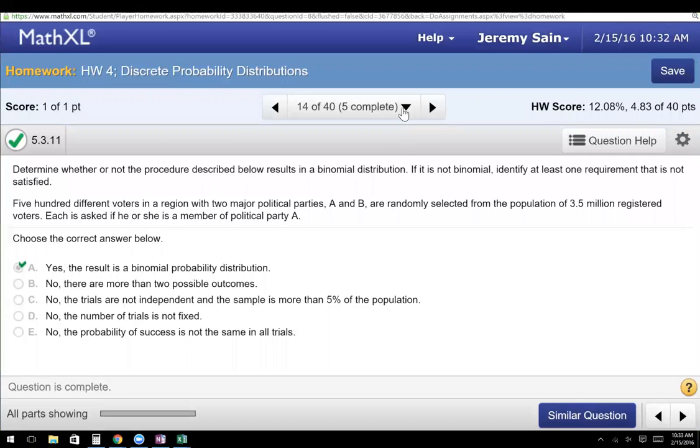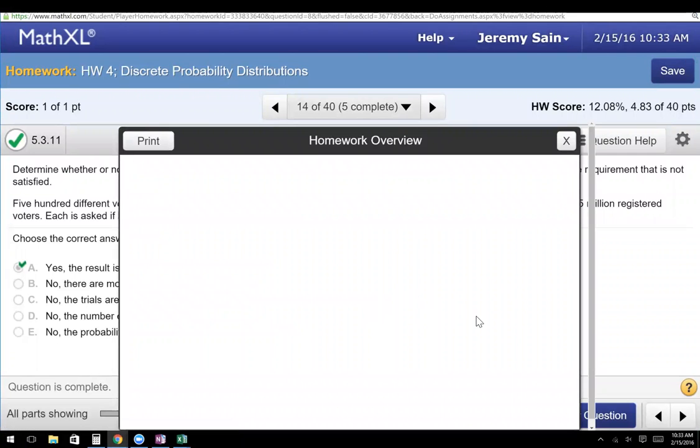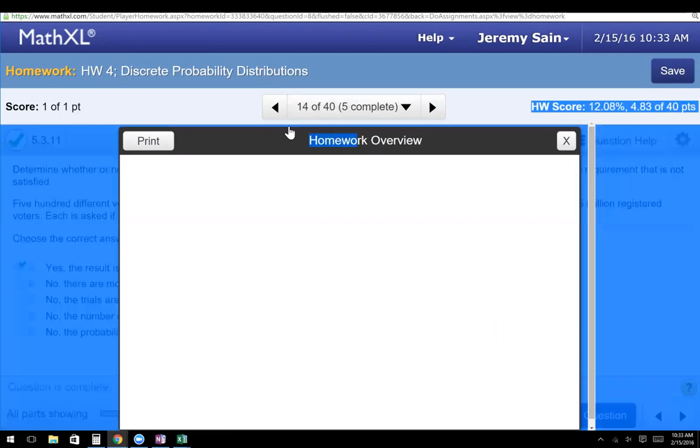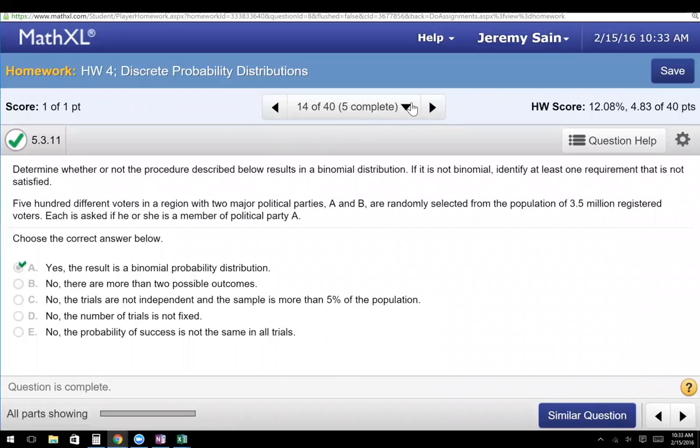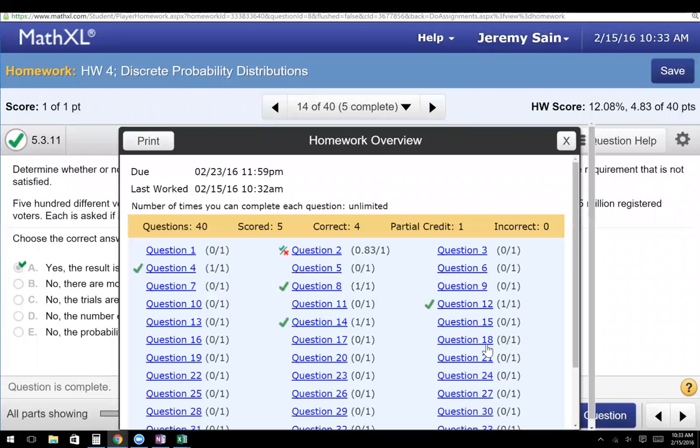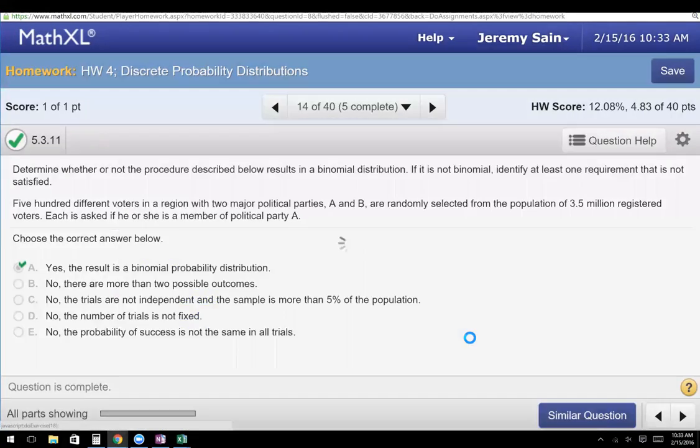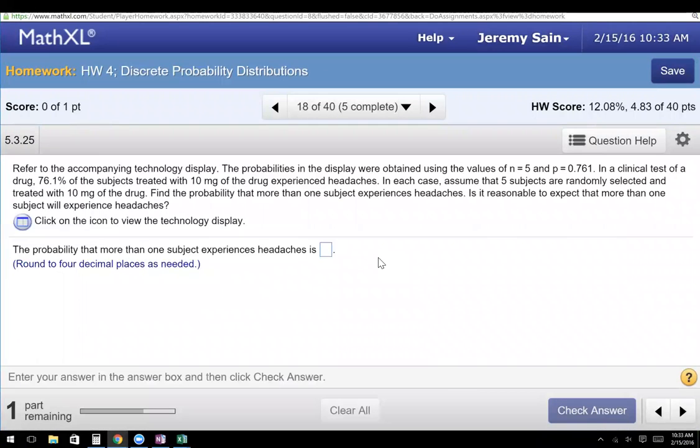All right. So let's find one where we actually compute something. Let's go to about 18. We're bound to be computing something by then. Okay, refer to the technology.